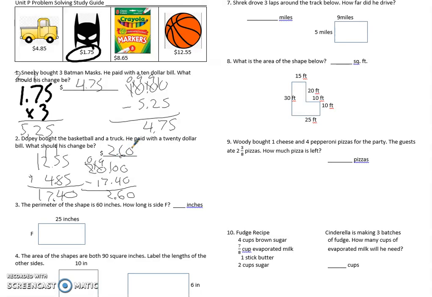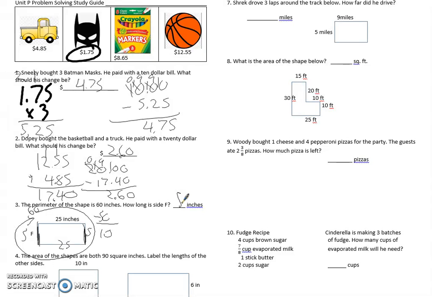Perimeter of the shape is 60 inches. Side F? So perimeter means the distance all the way around. So I've got 60 to go all the way around. I use 25 on top, 25 on the bottom. That's 50. 60 minus 50 gives me 10. I've got 10 to do this side and this side, so I got to split it in half, and I get 5.